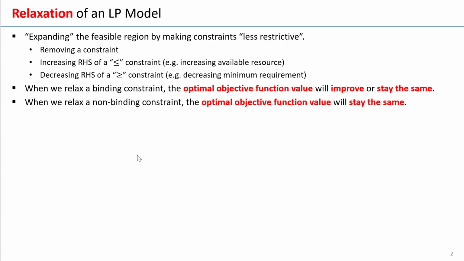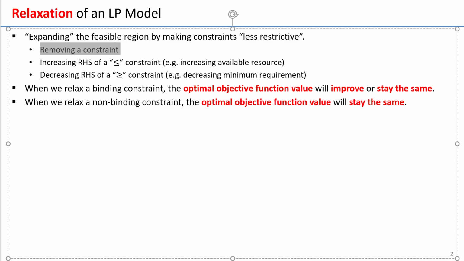What is relaxation? Well, we will define relaxation as a kind of expansion of the feasible region by making constraints less restrictive. So for example, if I remove a constraint from the model, I am going to have a relaxation because this constraint perhaps was restricting the feasible region by removing some feasible points, and now I don't have this constraint. I may have more feasible points I can choose the optimal solution from.